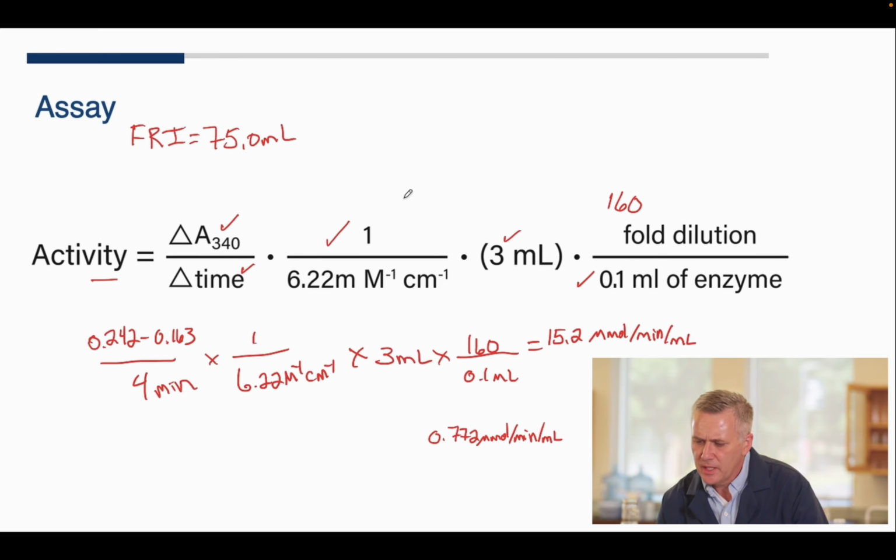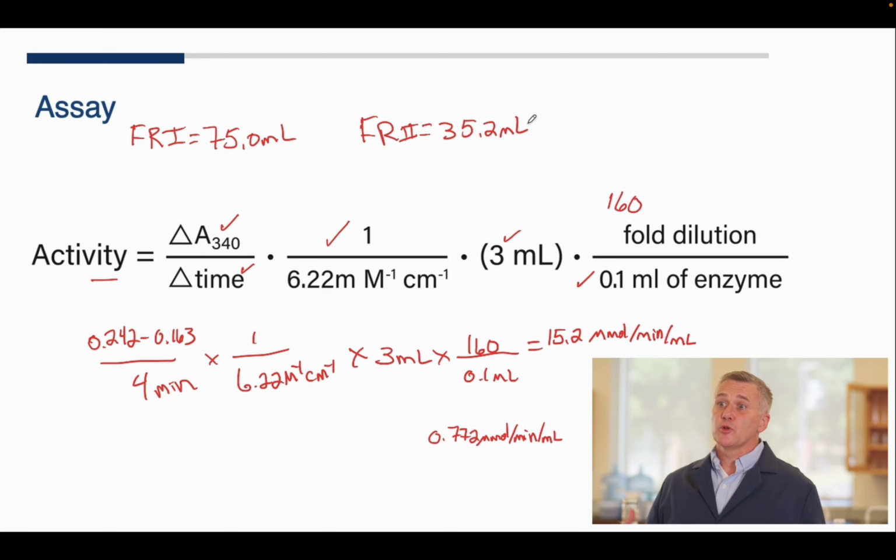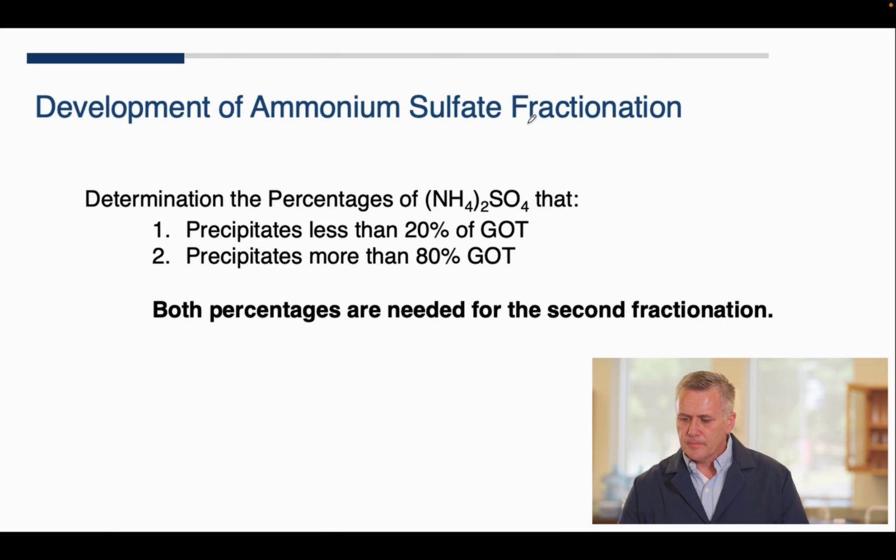One of the other things to point out at the end here is FR2, fraction 2, which was the part that we took and heat denatured. Remember that we found that it was 35.2 milliliters for that particular fraction. We also needed to develop the ammonium sulfate fractionation. Our goal of this is twofold.